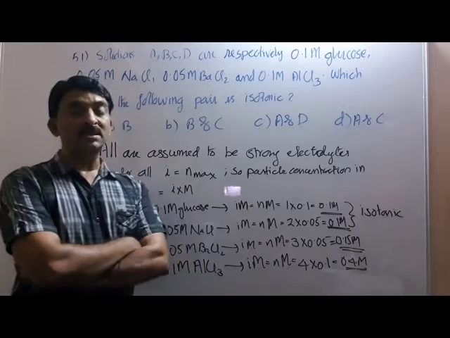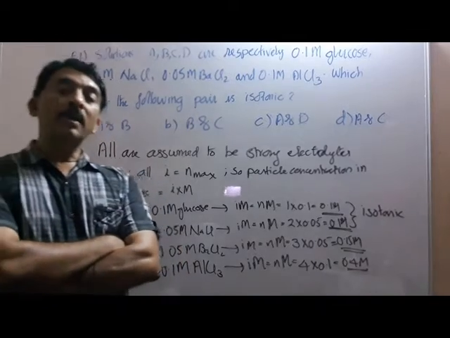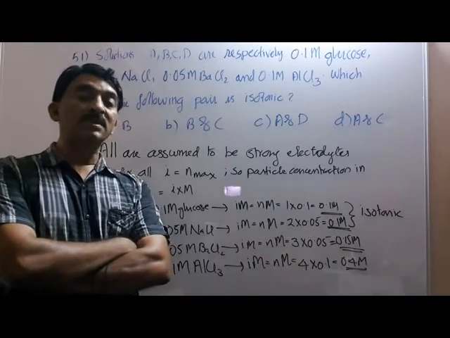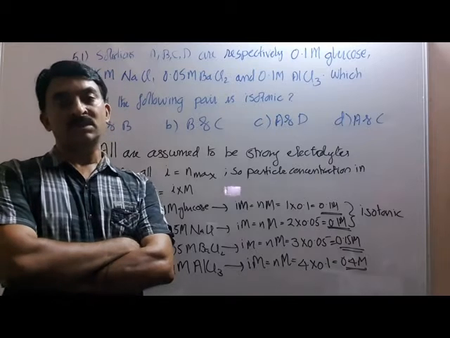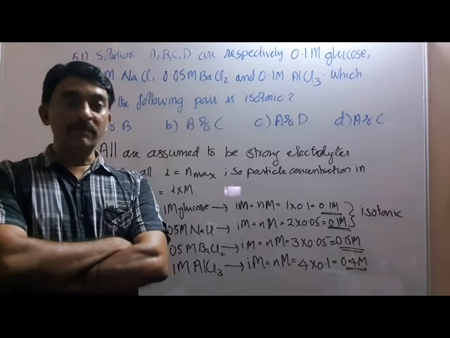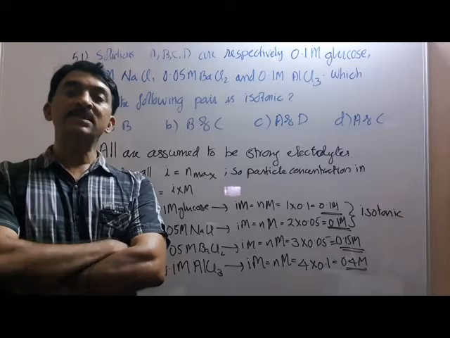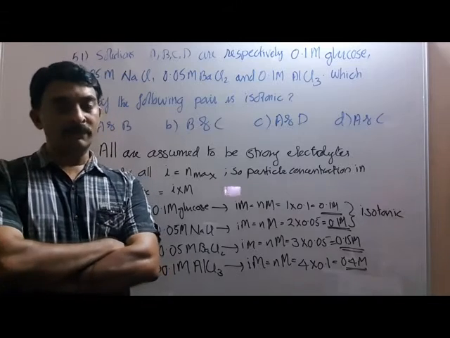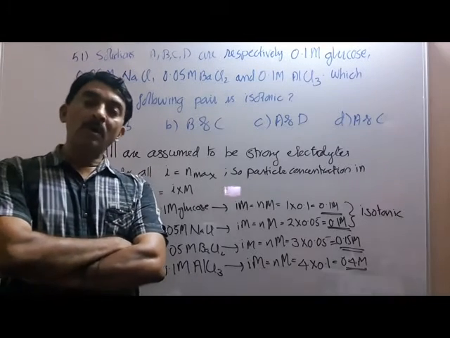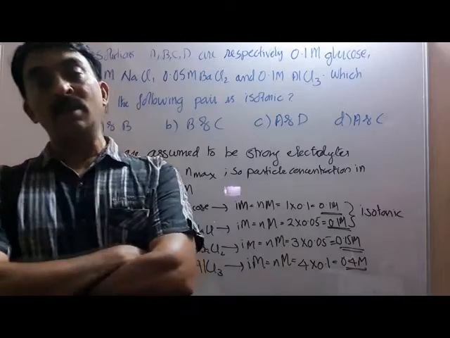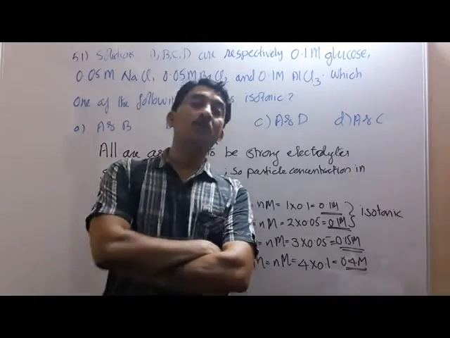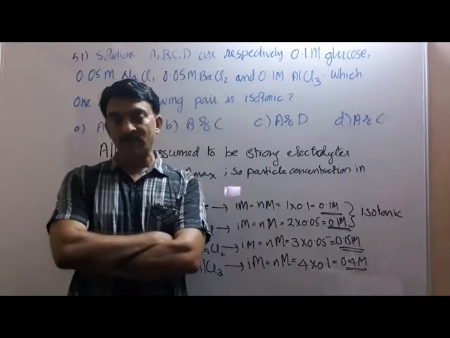How to recognize a pair of isotonic solutions? A pair of isotonic solutions will have the same particle concentration. Need not be the same molecular concentration, but the same particle concentration. And we know how to convert given molar or molal concentration to particle concentration.